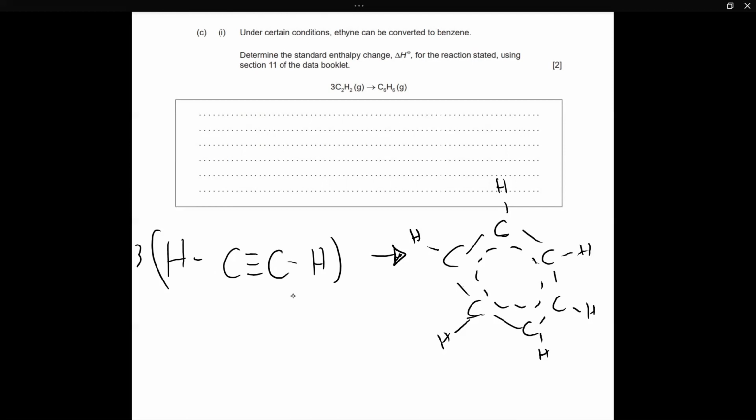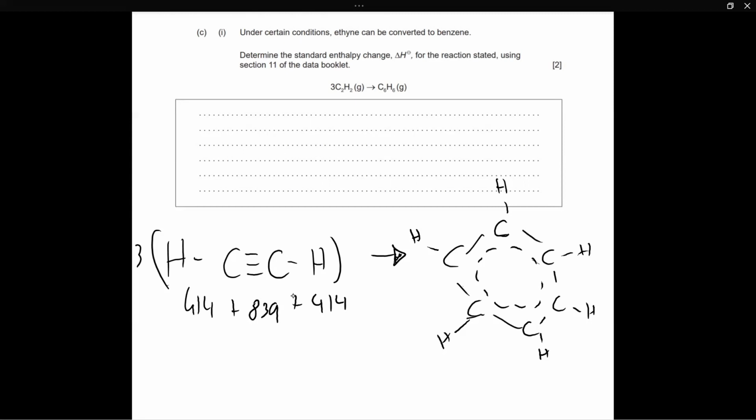So we have a carbon triple bonded to another carbon. What is the enthalpy of this bond? Well, if you look at your data booklet, in section 11, under multiple bonds, you will see the enthalpy of a carbon triple bonded to another carbon as being 839. So this is 839. Then this carbon is single bonded to a hydrogen. So the enthalpy of that is 414. And then there's another carbon single bonded to a hydrogen, this 414.